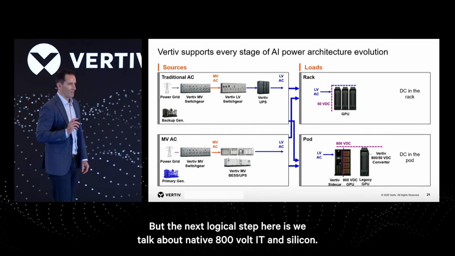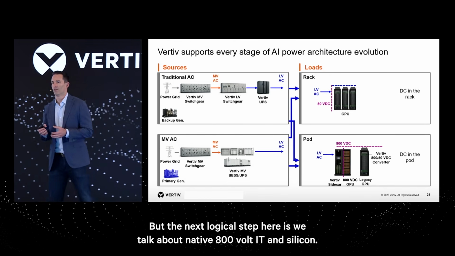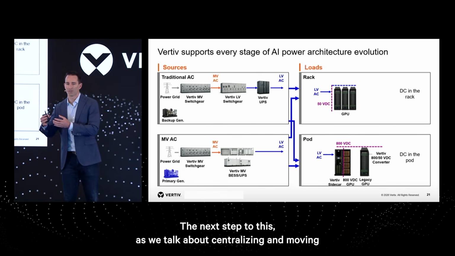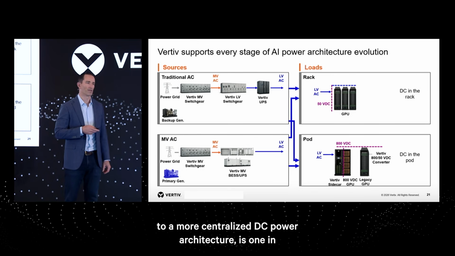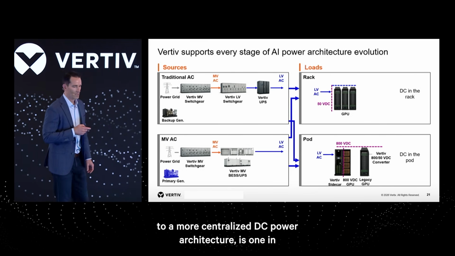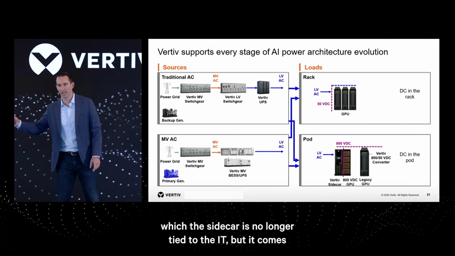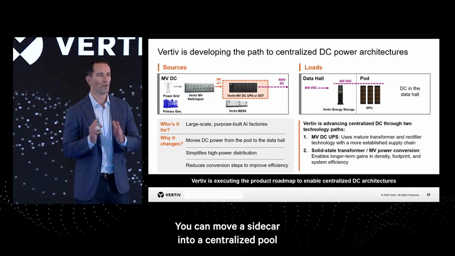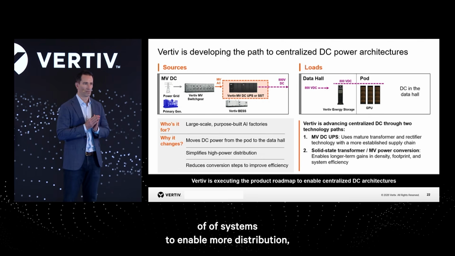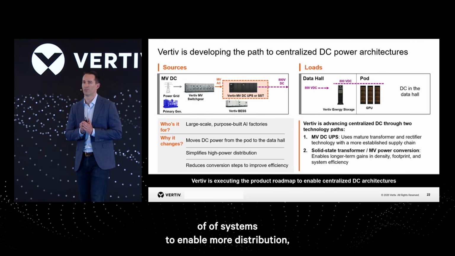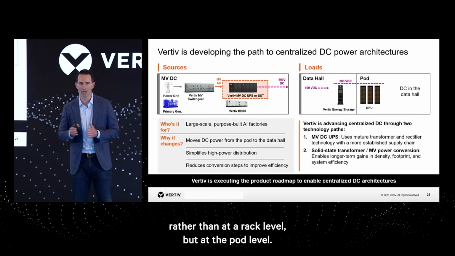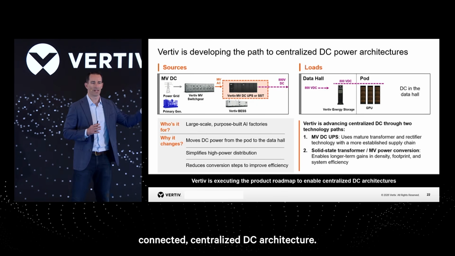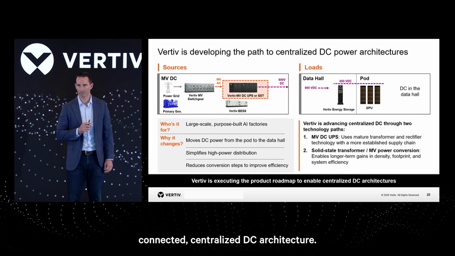But the next logical step here is we talk about native 800 volt IT and silicon. The next step to this is we talk about moving to a more centralized DC power architecture, one in which the sidecar is no longer tied to the IT, but extends across the entire facility. You can move a sidecar into a centralized pool of systems to enable more distribution, not at a rack level, but at the pod level. But the more meaningful transition that we would drive towards is an MV-connected centralized DC architecture.